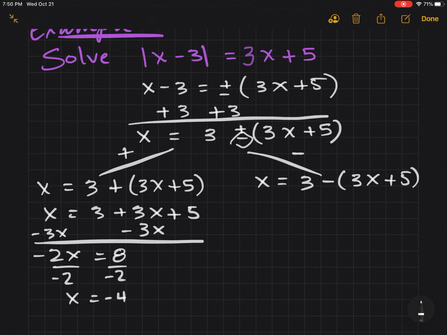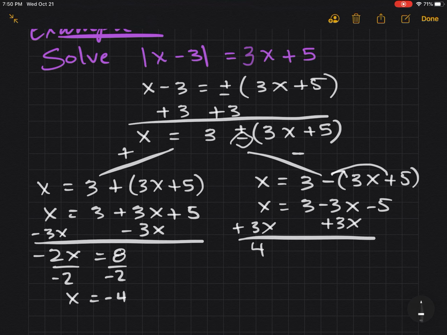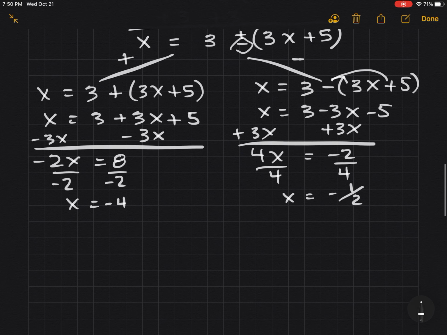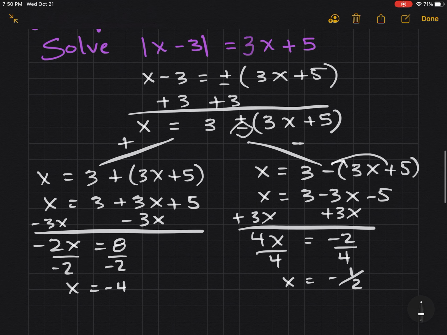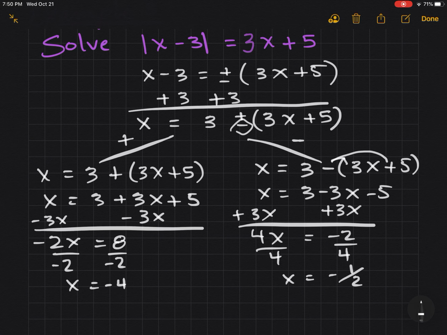And when I solve this equation, I have to distribute this negative sign. So I'm looking at a negative 3x minus 5. I'm going to add 3x to both sides. So I get 4x equals negative 2, or x equals negative 1/2. Imperative that you check both solutions into the original equation.